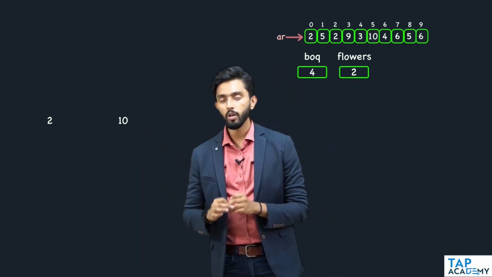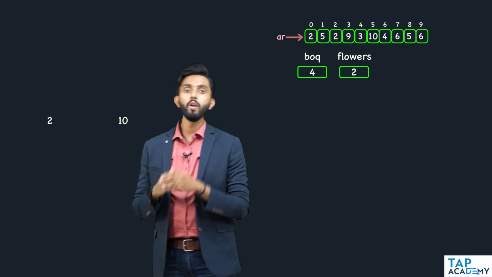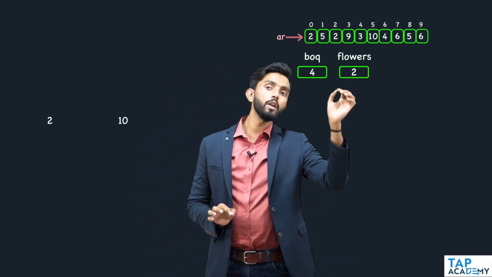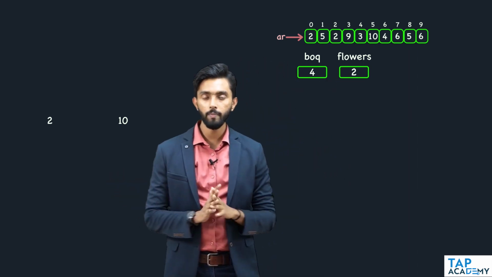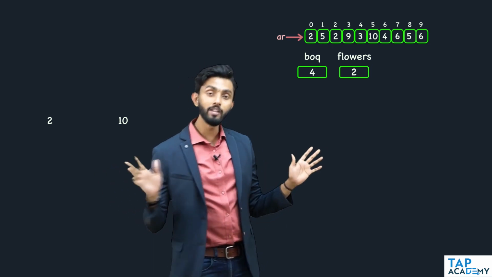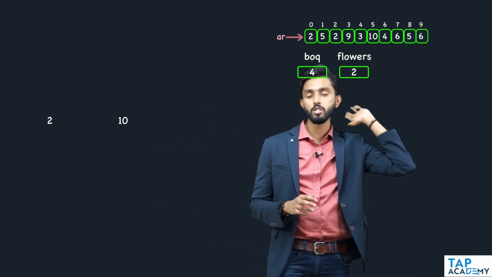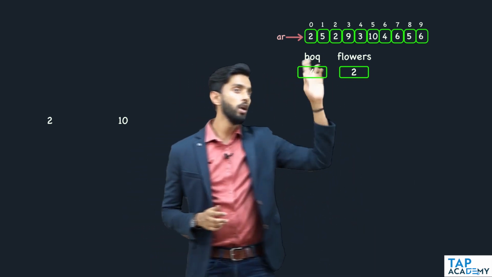Now think about it. You want to find such a day on which you will have enough adjacent flowers to be able to create 4 bouquets which have 2 flowers each. That's all you need. Now, please understand that there is no need for all the flowers to bloom for me to be able to create 4 bouquets, because look at this.